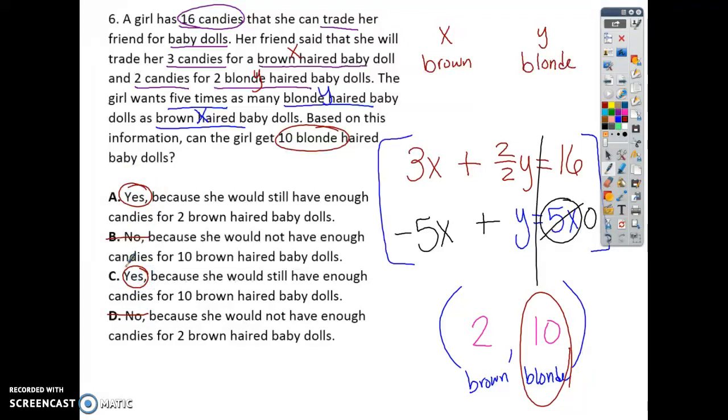Is it yes because she can also get 2 brown hair ones? Or is it yes because she can also get 10 brown haired ones? 2. My solution says 2 brown, 10 blonde. The answer is A. Let's go to the next problem.